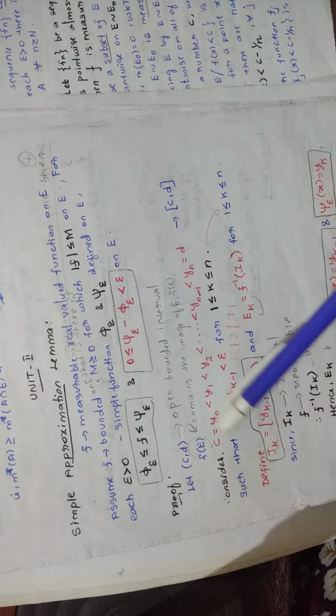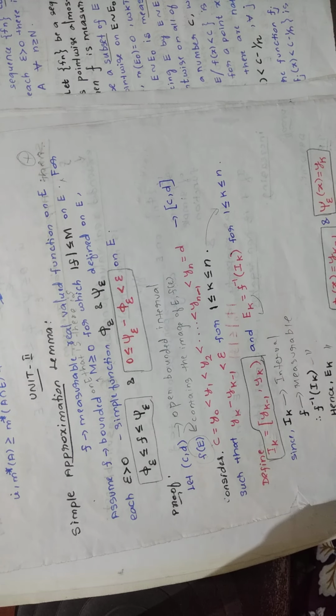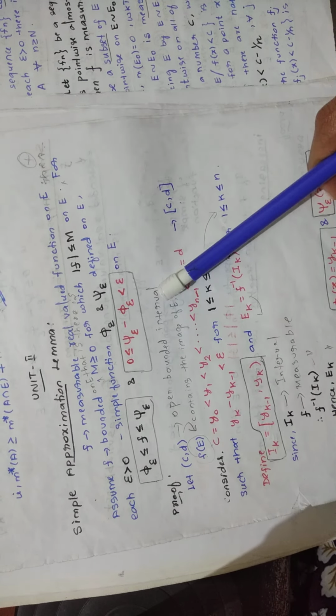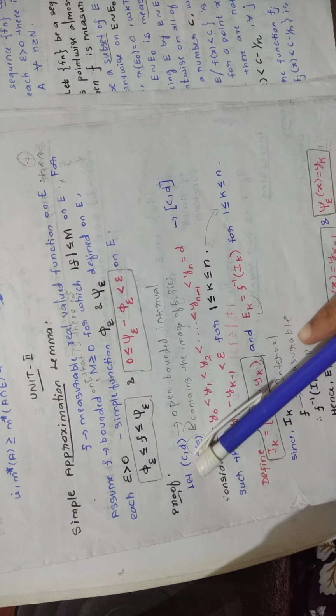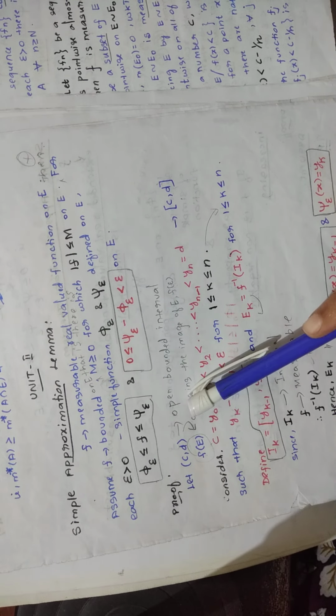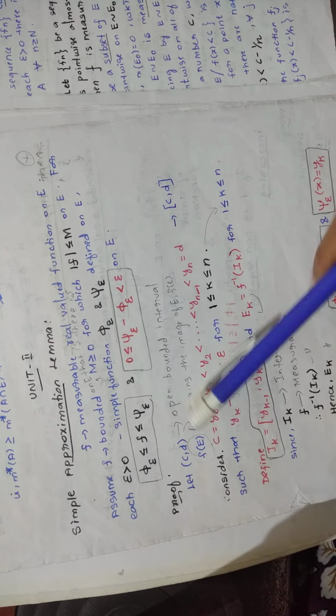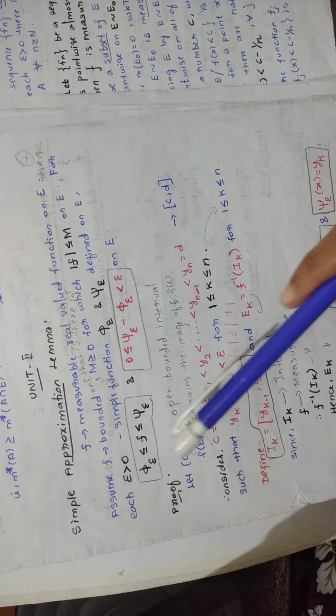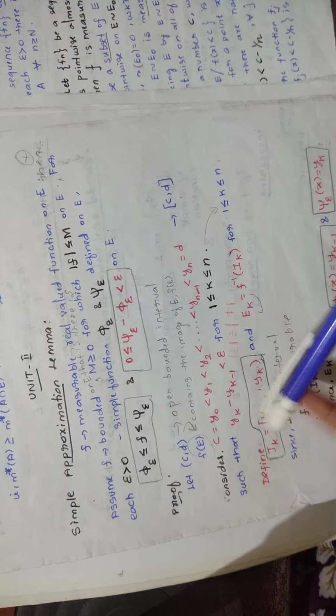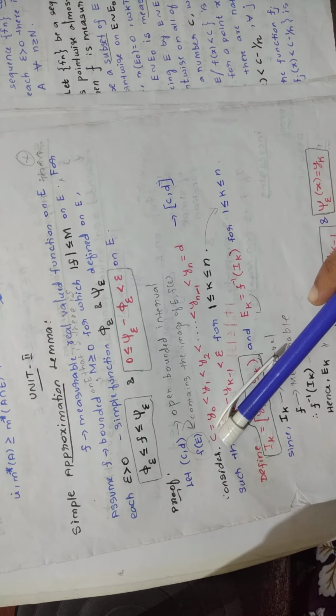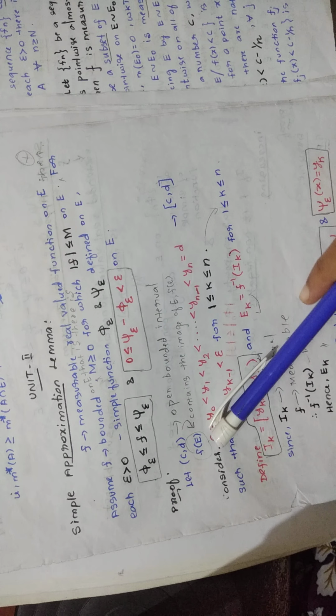To prove this, first you take an open bounded interval. Let (c, d) be an open bounded interval. In the next line you write that (c, d) contains the image of E, that is f of E. That is the second line you are going to write.